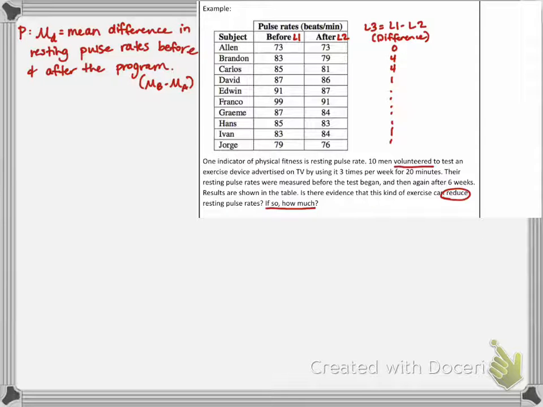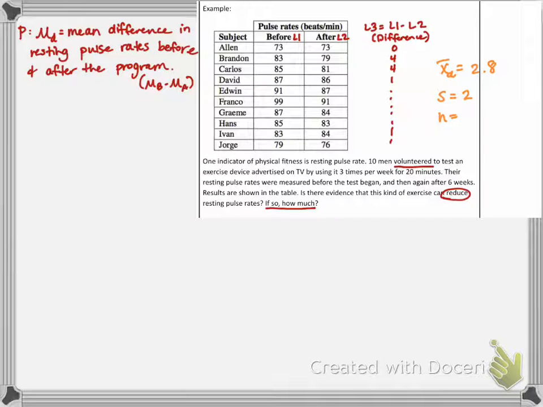The null hypothesis, what would be boring, is if this exercise program does nothing. And so that would mean that mean difference, if the pulse rates don't change from before to after, then when I subtract them, I'm expecting to get 0. If it's 73 and 73, I subtract those and get 0. If it's 80 and 80, I subtract them and it's 0. And so that's where I get my null hypothesis from.